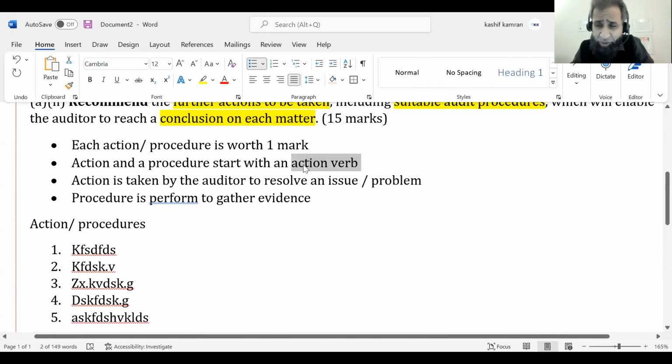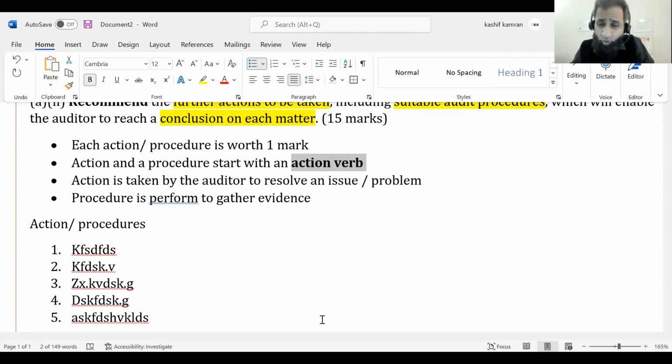But the problem is that actions are taken to resolve an issue, procedures are performed to gather evidence. So don't bifurcate them, because if you go with bifurcation, your stress level will go up. Don't go with bifurcations, right? Yes, you need to write actions for each individual matter, but if there is no action for an individual matter, no need to worry about it. So you need to write actions and procedures, not forcefully, but if they are in the context of the case, write them. Not necessarily for every issue there is an action, but for some of them there will be.